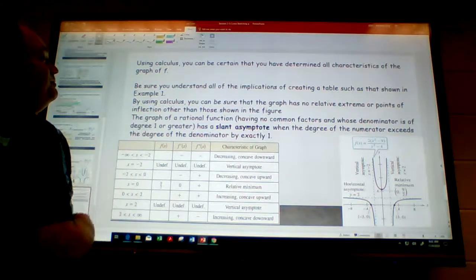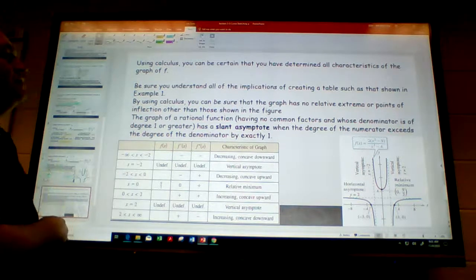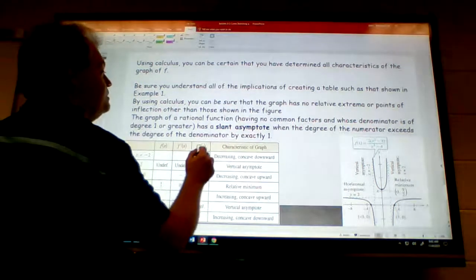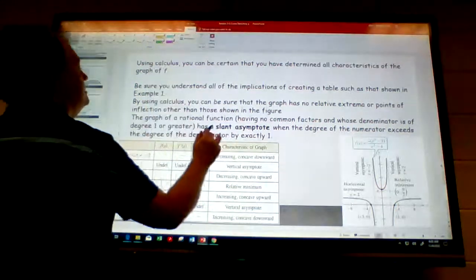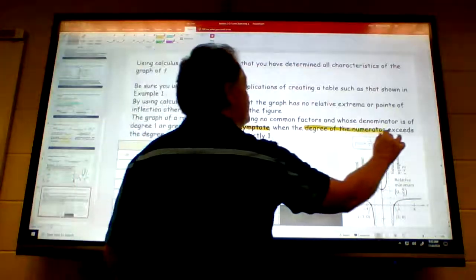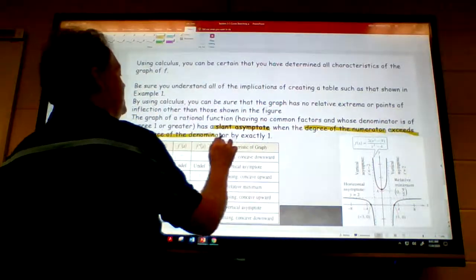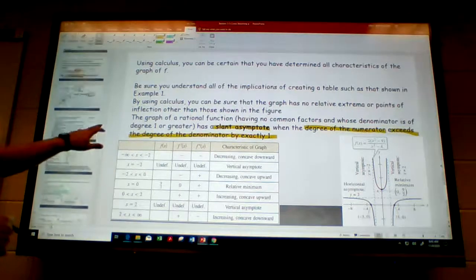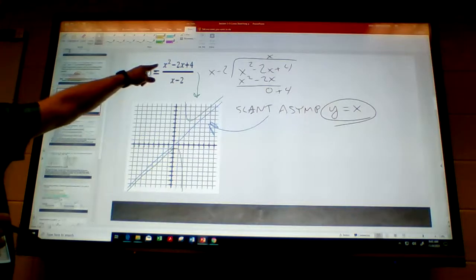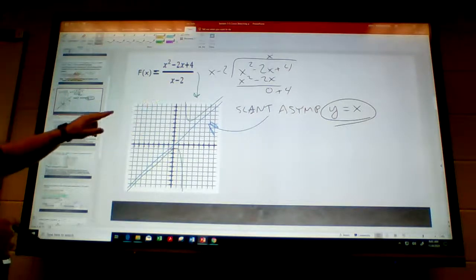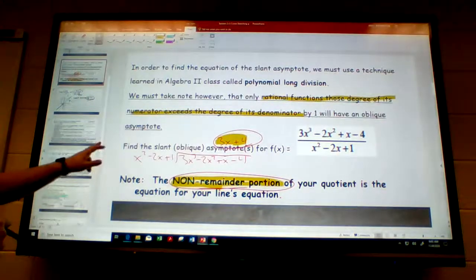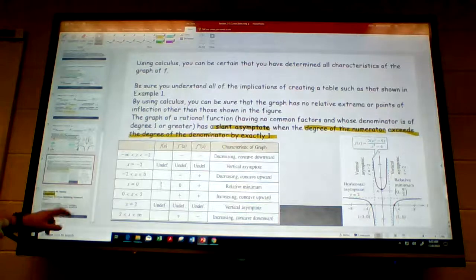The graph of a rational function having no common factors and whose denominator is 1 or greater has a slant asymptote when the degree of the numerator exceeds the degree of the denominator by exactly 1. So, the only time we saw that earlier, right there, this was the second degree, this was the first degree. So when you have a difference of exactly 1, that's what happens. Same thing goes with this first one we did. So those are things you've got to look at there.